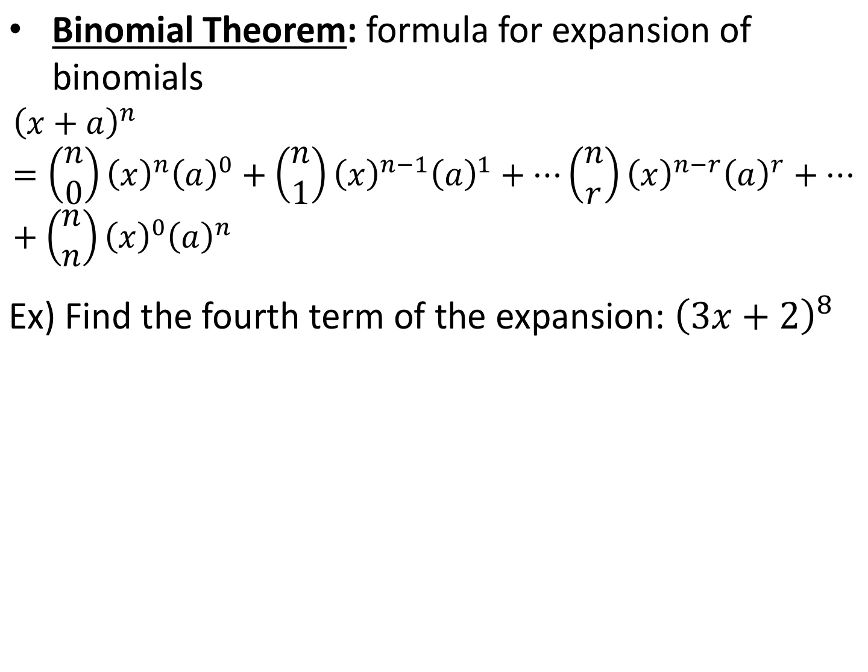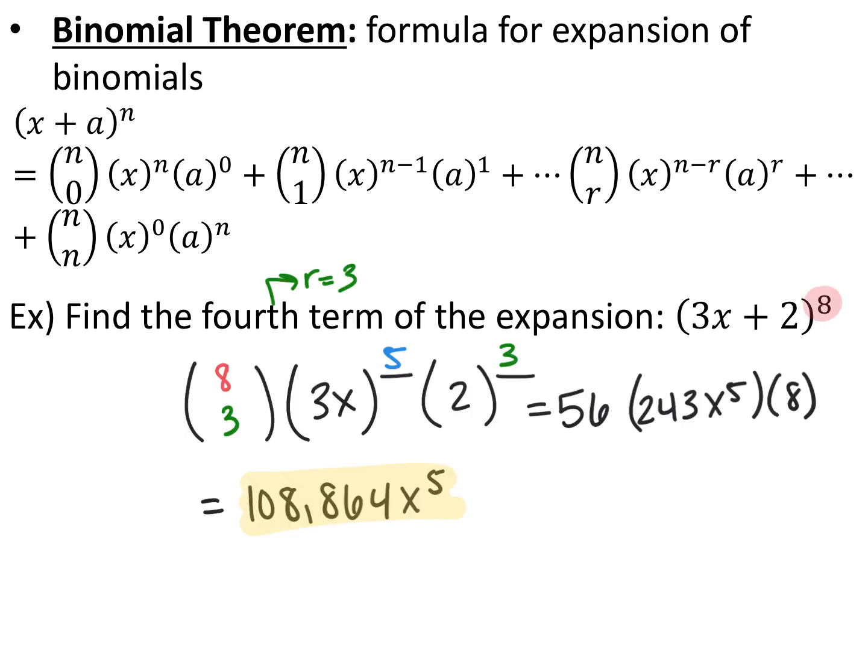So try this last one. Find the 4th term in the expansion 3x plus 2 raised to the 8th power. So because my n value is 8, I'm going to have 3x raised to a power, 2 raised to a power. I'm going to have the 4th term, which means my r value is going to be 3, which means the power on 2 is going to be 3. These have to add up to 8, so my power on 3x is going to be 5.